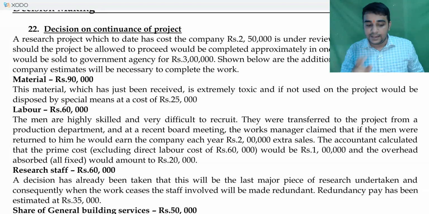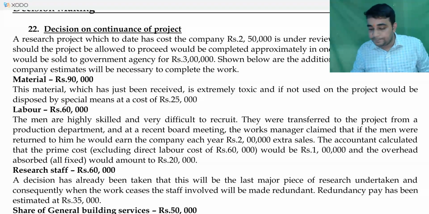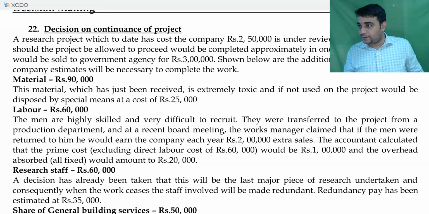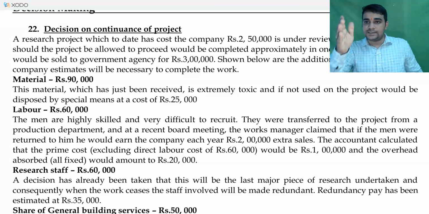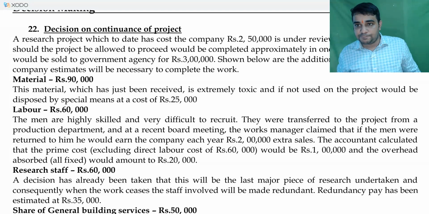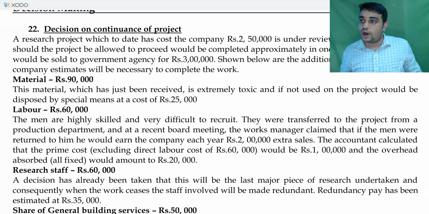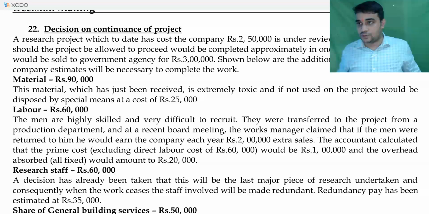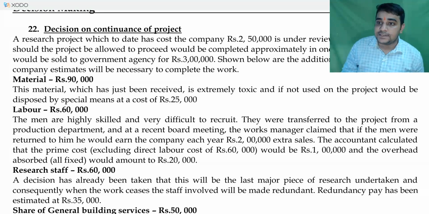I am explaining again. It says it's an extremely toxic material. If not used on the project, it would be disposed of by special means at a cost of 25,000. If I look at the yes and no scenario: yes, use the material on the contract, spend 0. Don't use the material, dispose it, pay 25,000. Normally when you dispose, you are earning money. In this question, when you are disposing, you have to pay money. So in the yes scenario, it is 0. In the no scenario, it's 25,000. 0 minus 25,000. The worth of this material is minus 25,000 rupees.